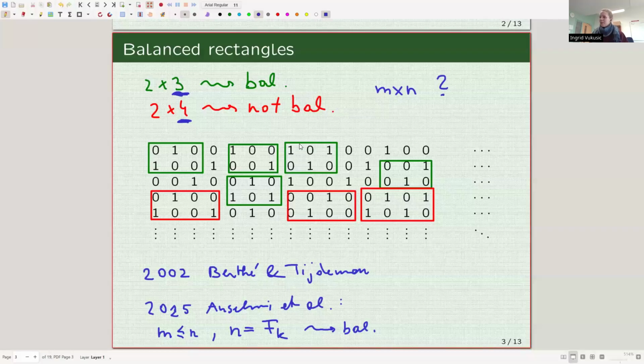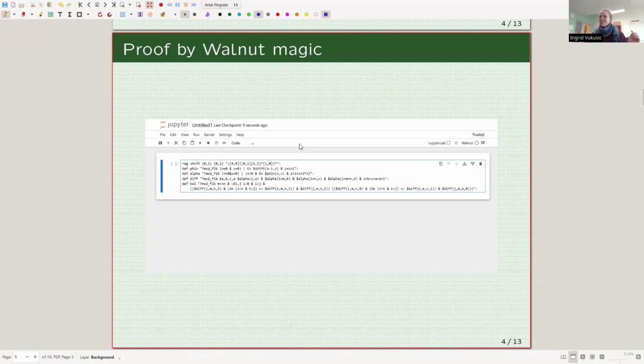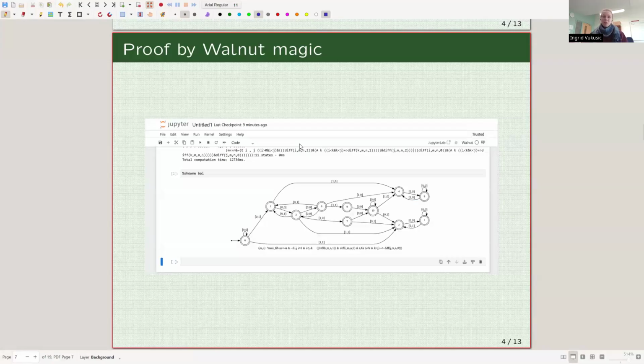And what Jeff and I did, we tried to fully, exactly characterize all the m's and n's where you are in the balanced situation, and we did it. We needed one trick that I'm not going to go into detail in this talk, to translate the problem into something that Walnut can deal with. So Walnut is a software based on automata theory, and it does all the work for you. Then you type in literally 5 lines of code, you hit evaluate, you wait a couple of seconds, and you get the answer, which is this automaton, where you can literally read off which pairs m and n are balanced and which ones are not.